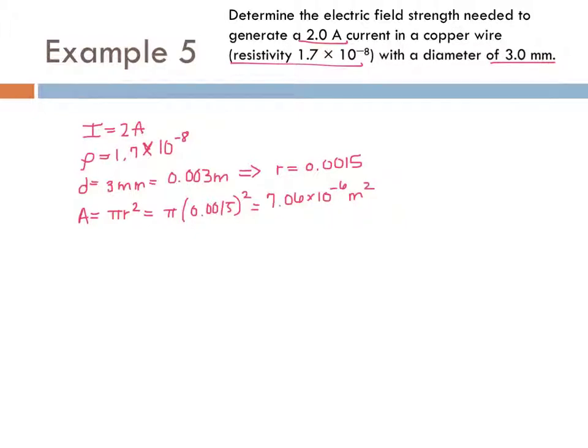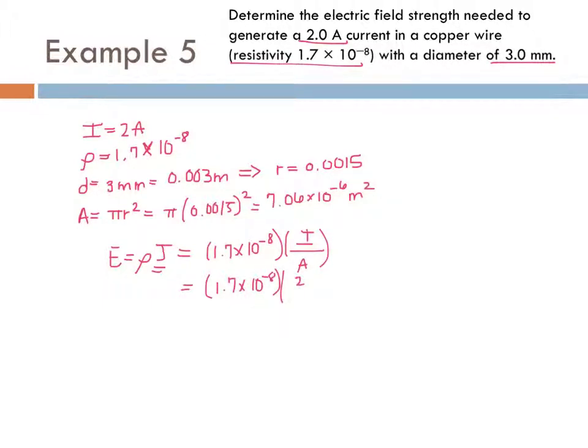And then again, finally, you're asked to solve for the electric field. So you can use the equation we just were given, where your resistivity, which is 1.7 times 10 to the negative 8, times our current density. Again, remember, current density is current per unit of area, which we were given to be 2 amps over the number that we got here, 7.06 times 10 to the negative 6. And you should get a value of 0.0048 Newton per Coulomb.